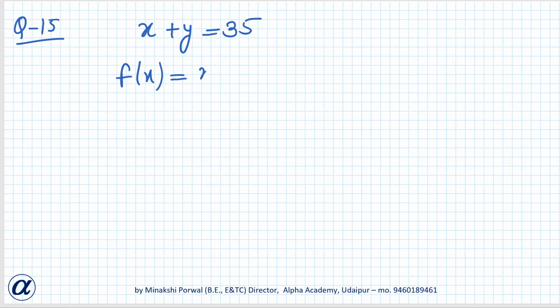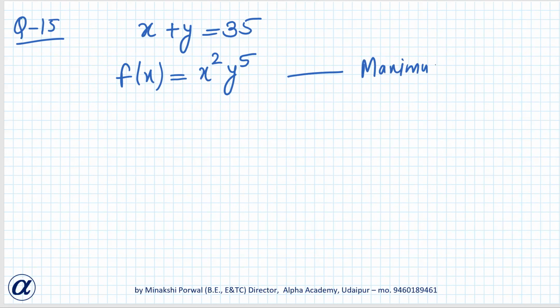Find two positive numbers x and y such that their sum is 35 and the product x square y to the power 5 is maximum. So two numbers, their sum is 35: x plus y equals 35 is given, and let us define a function f(x) that is equal to x square y to the power 5, and we have to maximize this function.